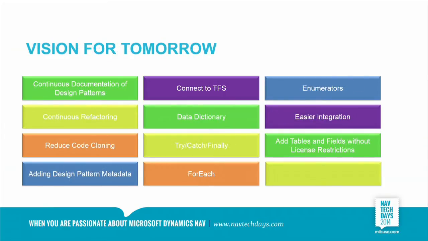That doesn't mean that we are happy with where we are. We have a couple of wishes. A couple of them Michael already talked about this morning. For each, easier integration. There's a couple of things that are harder to reach, and we know that, like enumerators or reducing code loading. One of the things we want to elaborate a little bit more at the moment is connection to TFS.